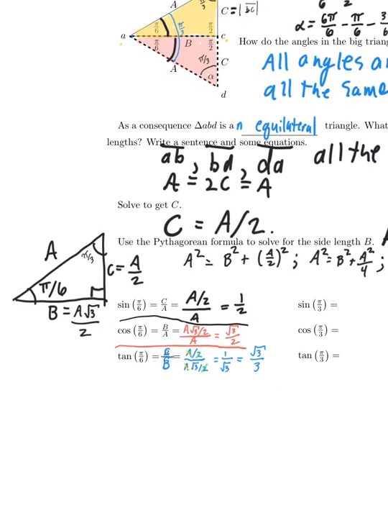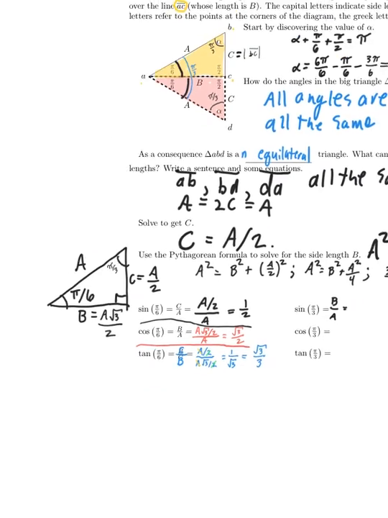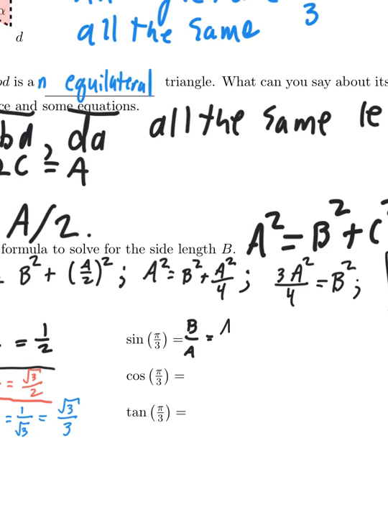So the sine of pi over 3 should be, sine is opposite over hypotenuse. That's b over hypotenuse, which is a. So the sine of pi over 3 is b over a. B is equal to a root 3 over 2, divided by a, leaves us with just root 3 over 2.